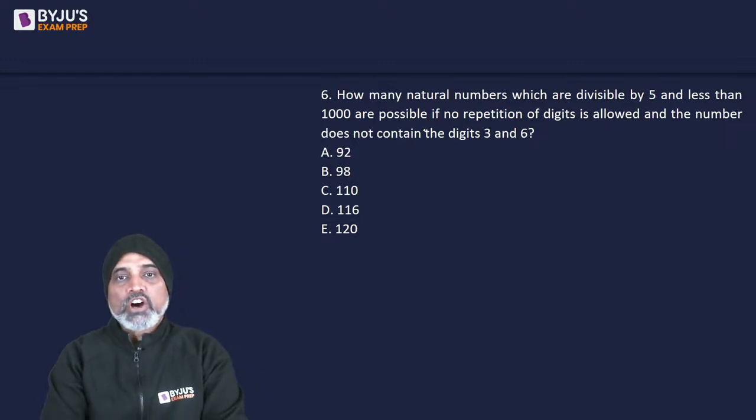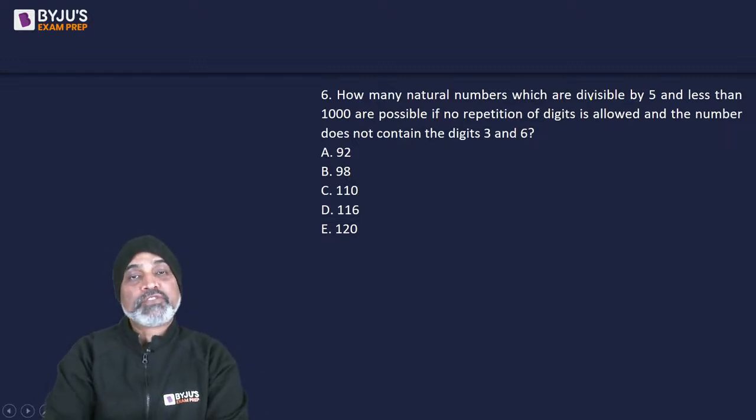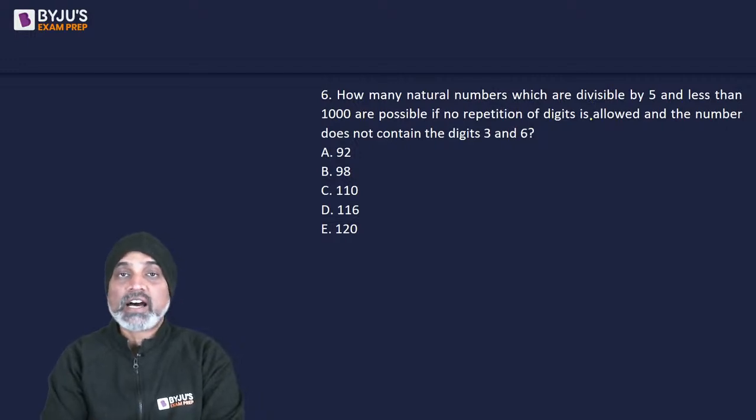Okay. How many natural numbers which are divisible by 5 and less than 1000 are possible if no repetition of digits is allowed and the number does not contain the digits 3 and 6? So we need numbers less than 1000 that are divisible by 5 and should not contain the digits 3 and 6. So this is what is asked. So what do you think we should do?